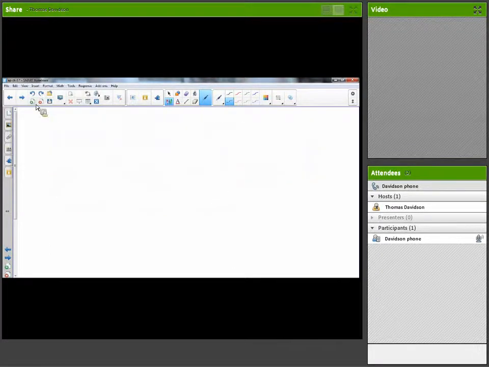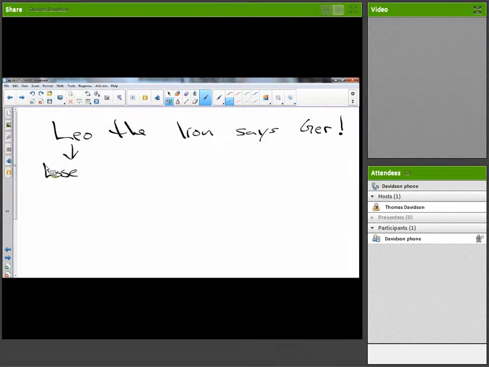Okay, time out. I'm going to say something here. Leo the lion says grr. Okay, seems dumb, but I would write it down. This is your oxidation thing to remember. LEO stands for lose electrons, oxidized. GER stands for gain electrons, reduced. It's just something to help you hopefully memorize it.